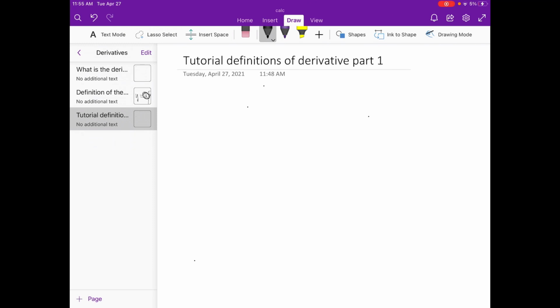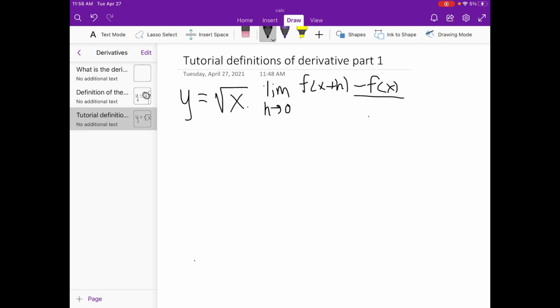Okay. So let's move on to, that was an easy example. Let's do something a little more complicated, a little different too. So let's say our function is y is equal to root x. Okay, that looks very different. Let's write our limit, our definition of the derivative. H approaches 0, and we got our f of x plus h minus f of x, all over h.